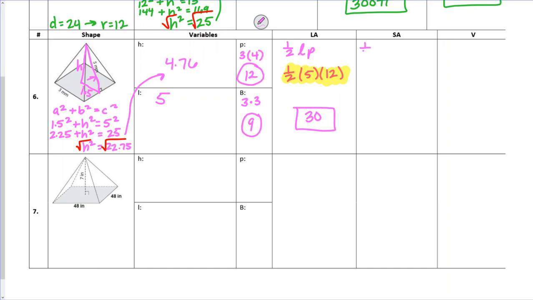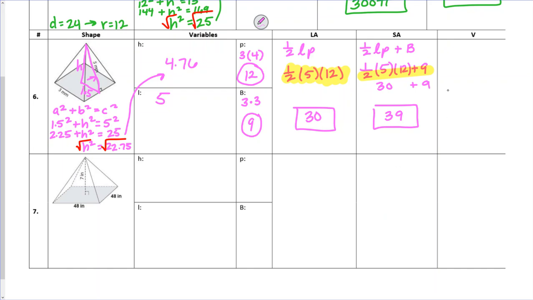SA is 1/2 L times P plus big B. Plug everything in. Oh, sorry. 1/2 times 5 times 12 plus big B is 9. Again, no pi, so you could type everything into Desmos if you wanted, or if you like the step-by-step, this is 30 plus 9, 39. No pi in our answer, no pi in our formula.